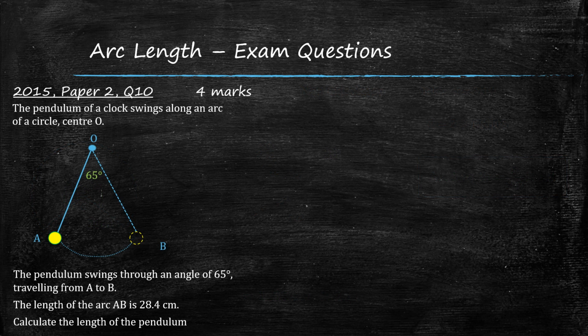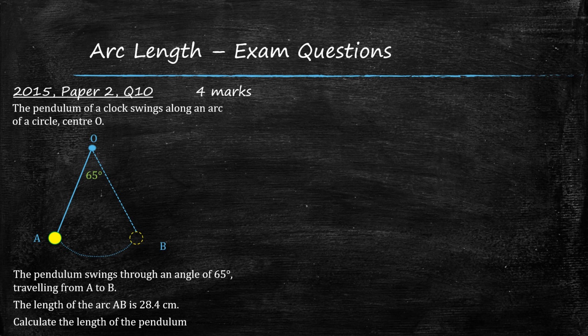Our next question is from 2015, paper 2, question 10, and is for 4 marks. The pendulum of a clock swings along an arc of a circle centre O. The pendulum swings through an angle of 65 degrees, travelling from A to B. The length of the arc AB is 28.4 centimeters. Calculate the length of the pendulum.